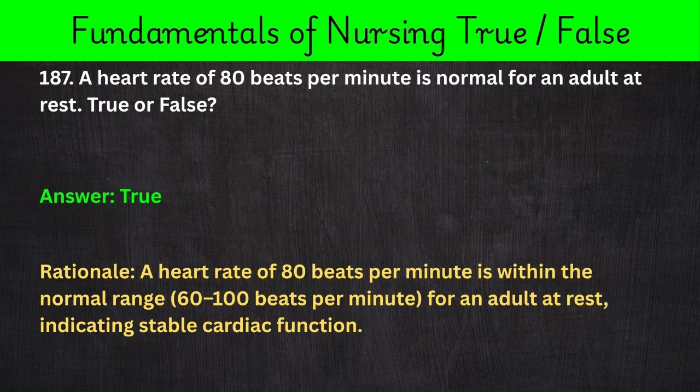187. A heart rate of 80 beats per minute is normal for an adult at rest. True or false? Answer: true. Rationale: A heart rate of 80 beats per minute is within the normal range, 60 to 100 beats per minute, for an adult at rest, indicating stable cardiac function.